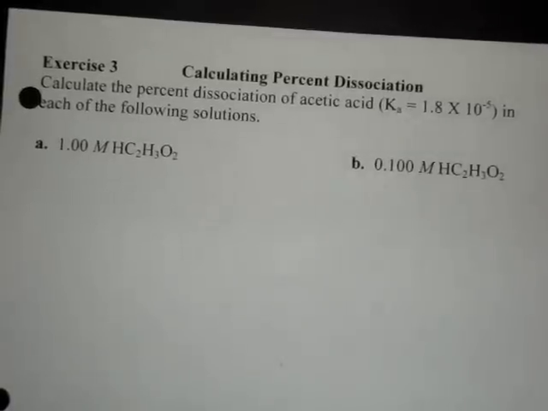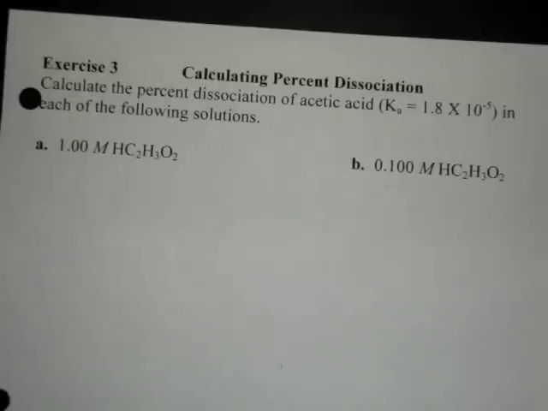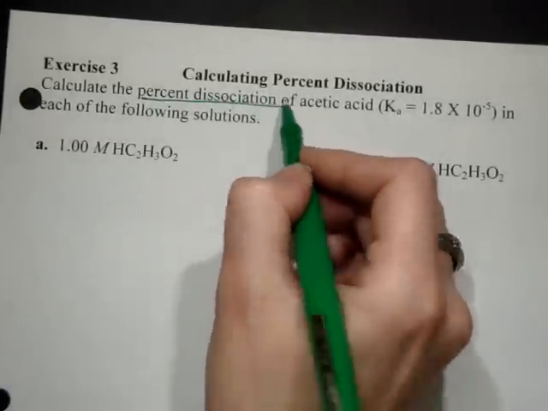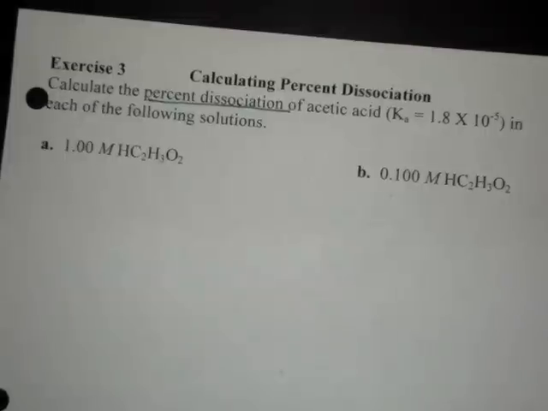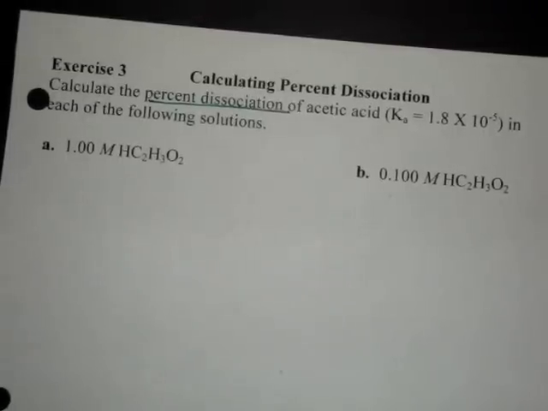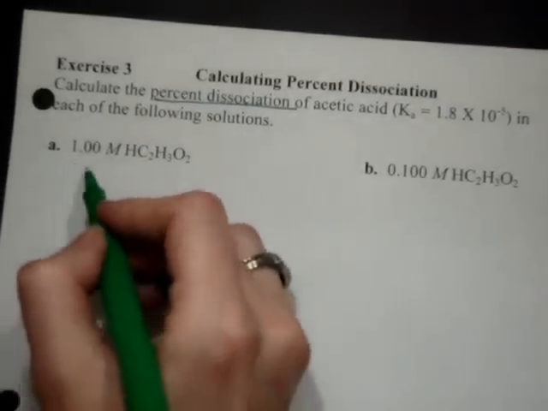Okay, exercise 3, continuing the pH of weak acids and bases, is again very similar. This time, instead of looking for pH, we're going to be looking for percent dissociation. So how much has dissociated out of the original amount? Process starts off the same.